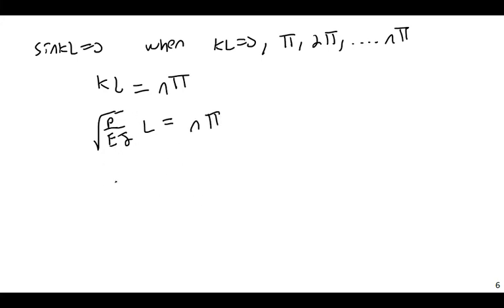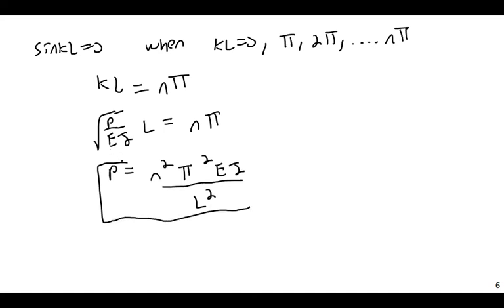Or, solving all this for P, we get that P is equal to n squared pi squared EI over L squared. And this is the full form Euler buckling equation.